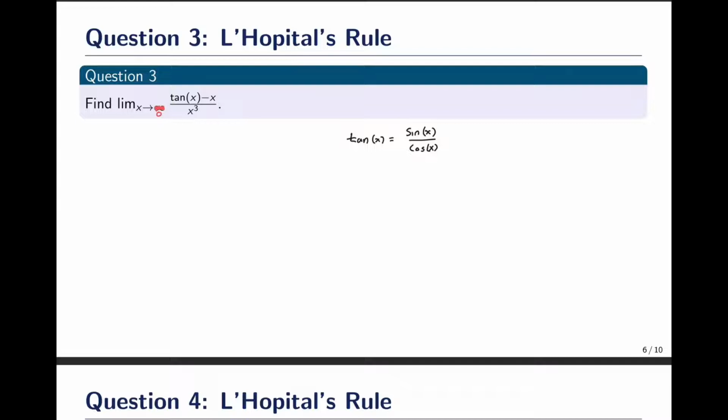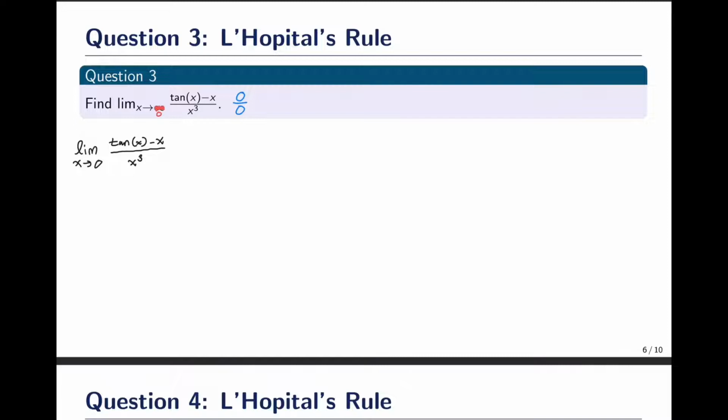And then clearly as I send x to 0, this x will also go to 0. So that tells me, after putting everything together, that the numerator is going to go to 0. And of course, if I look at the denominator, as I send x to 0, x cubed goes to 0. So this gives me an indeterminate form of 0 over 0. That means I can go ahead and apply L'Hopital's rule. So I'm taking the limit as x goes to 0 of tangent x minus x over x cubed.